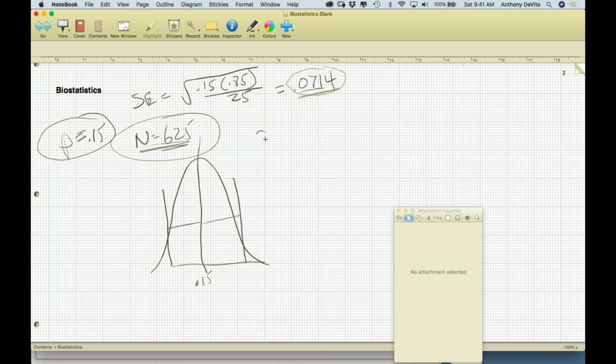In this case, the standard error is going to be equal to the square root of 0.15 times 0.85 over 625. Okay, I'm going to rephrase that problem.